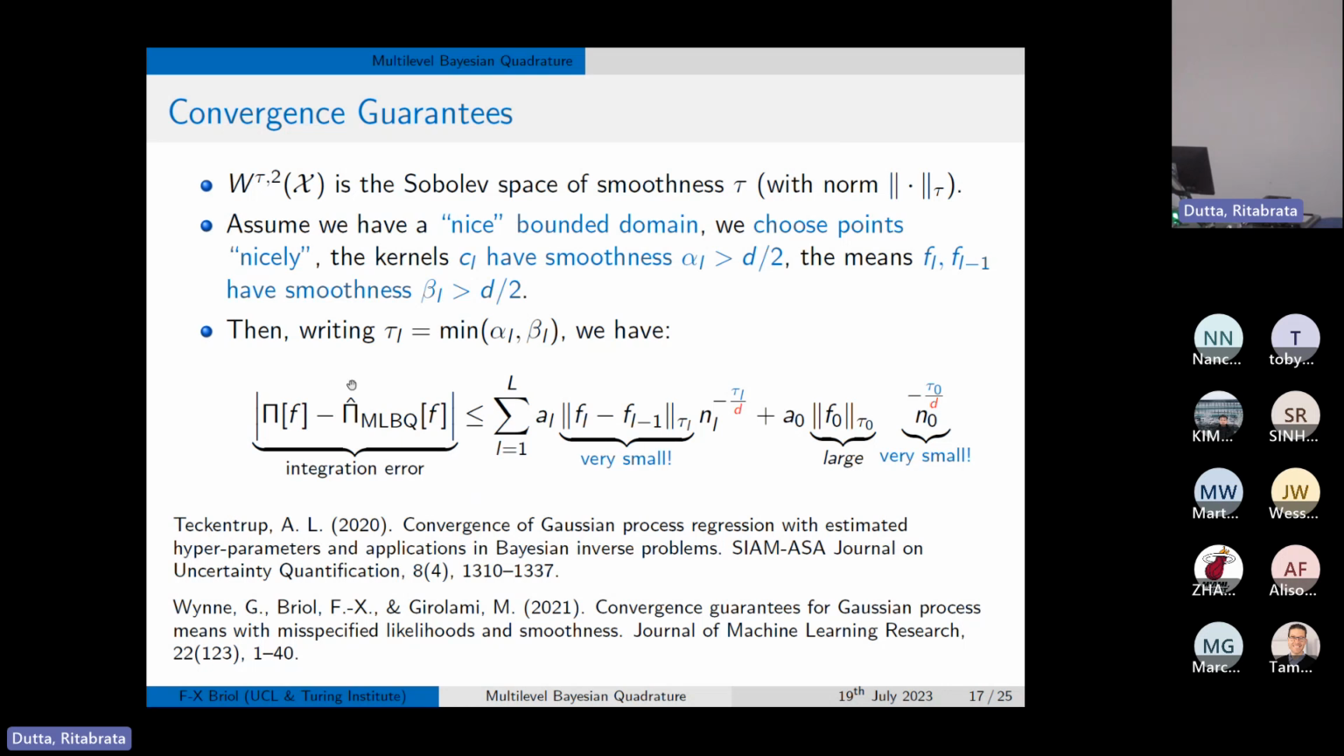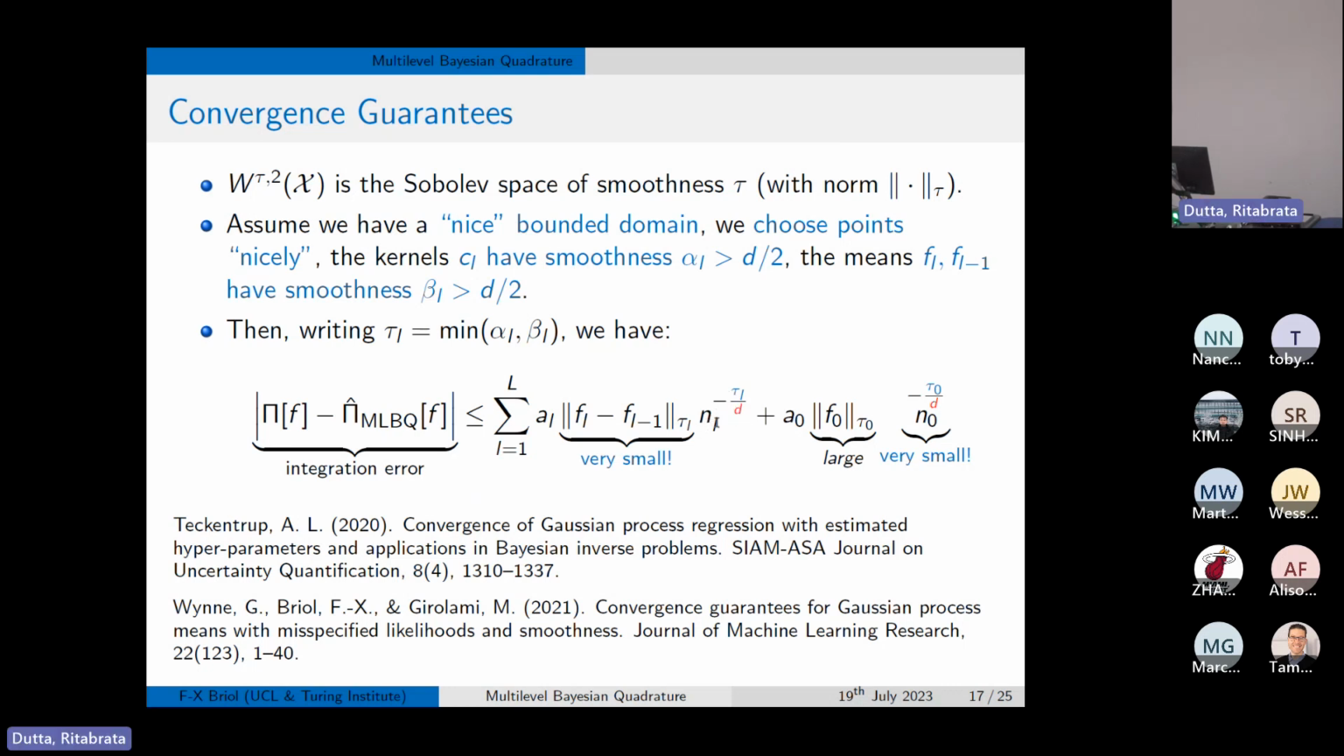And what you can show is a bound on the numerical integration error. So here, pi of f is the quantity I'm trying to estimate. This is my estimator, so it's the mean that I get from this multi-level Bayesian quadrature. I can write a bound, which is essentially a sum. Each term is essentially a bound on each of these terms in this telescoping sum. And crucially, the rate is going to be proportional to this quantity. So n_L is the number of evaluations, tau_L is how smooth the problem is, and D is the dimension. So in high dimensions, this method will be terrible. However, if you're in low to moderate dimensions, but you're very smooth, then this method will be awesome because this will go to 0 very, very fast.